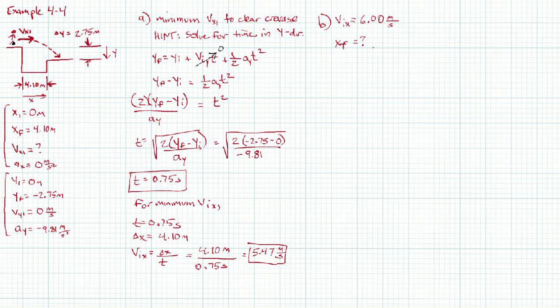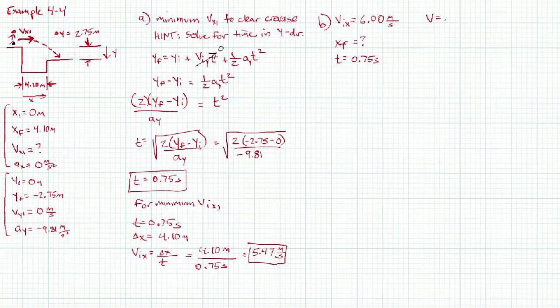Well, since X and Y components are independent of each other, he falls at exactly the same rate. He falls vertically at the same rate as he would in the first part. So he has exactly the same amount of time to move horizontally. Time is 0.75 seconds because he's still falling 2.75 meters vertically. That gives him 0.75 seconds to move horizontally at this new velocity.